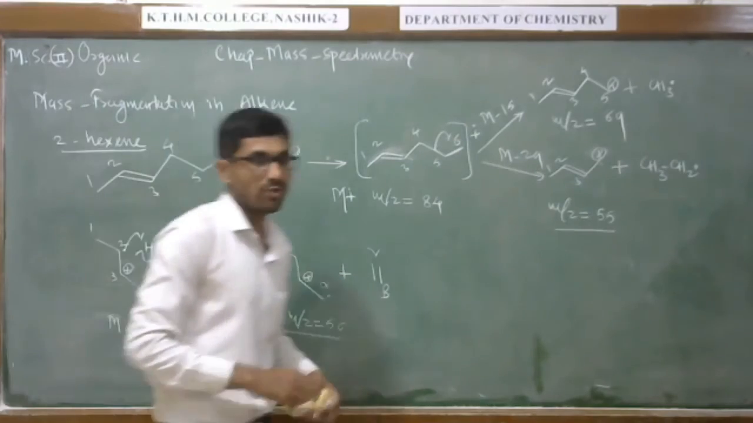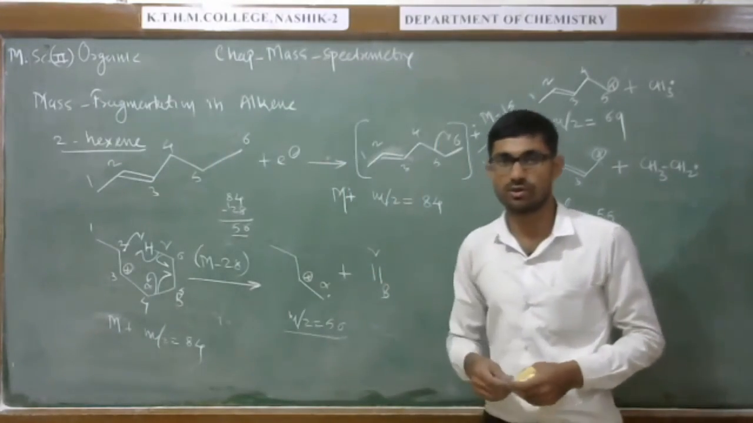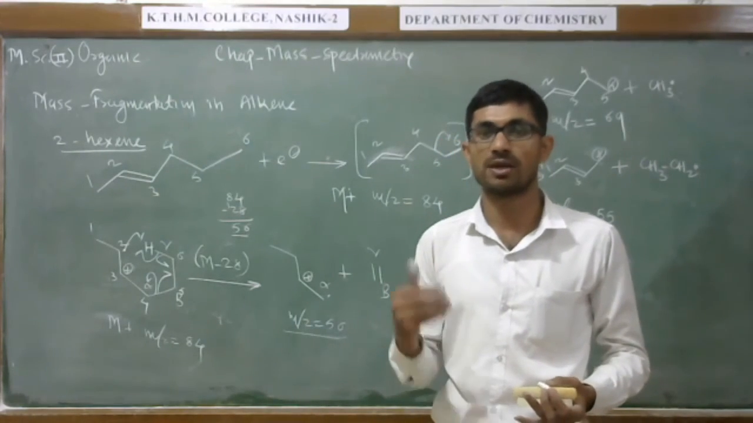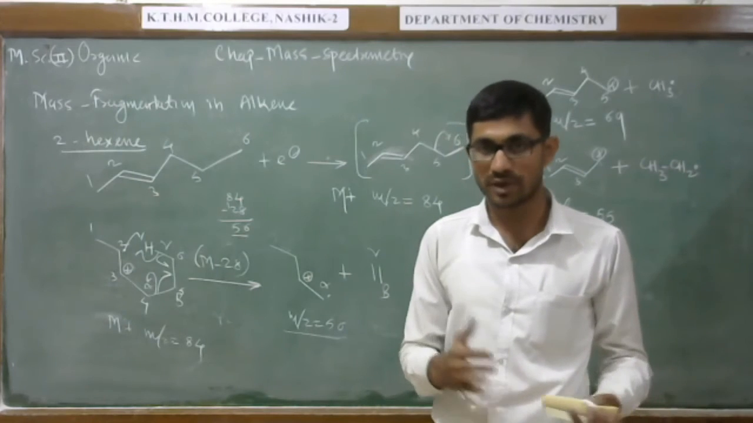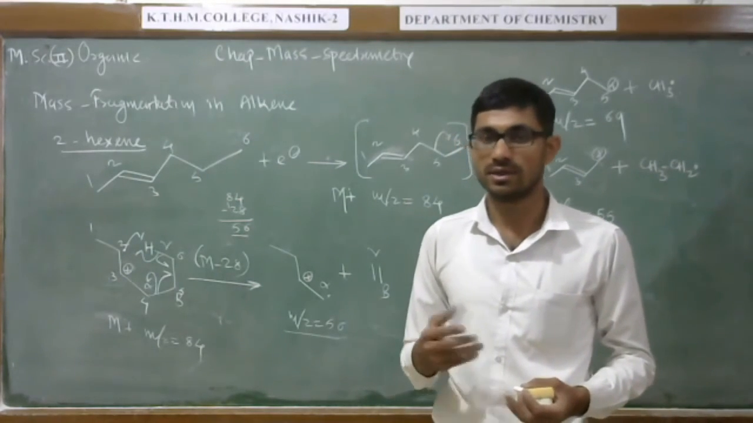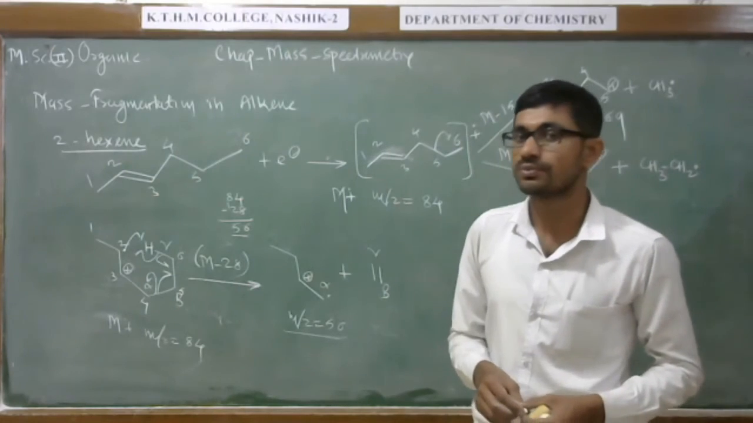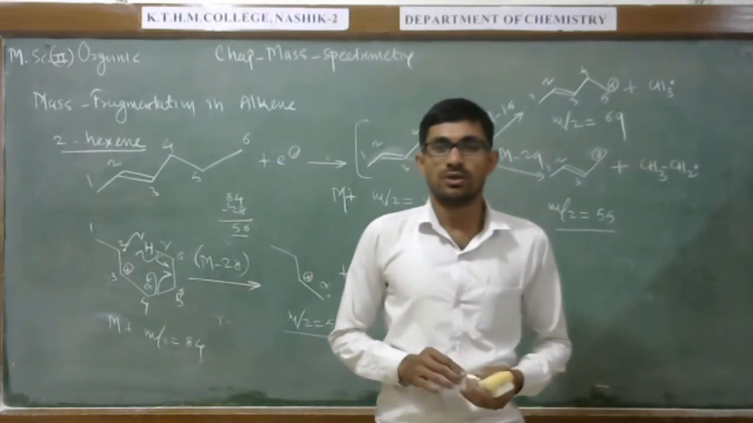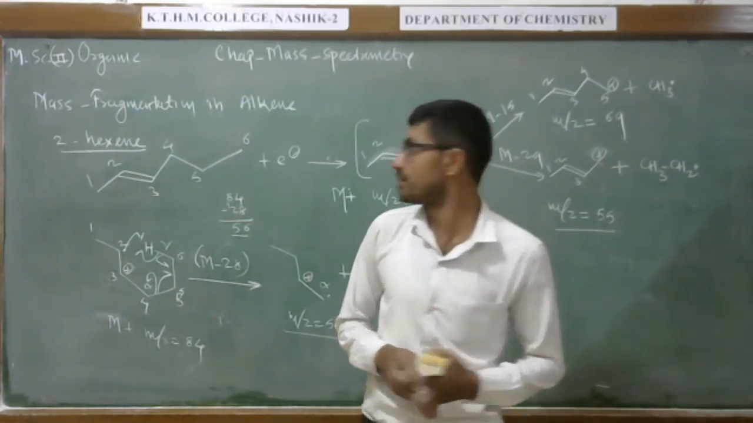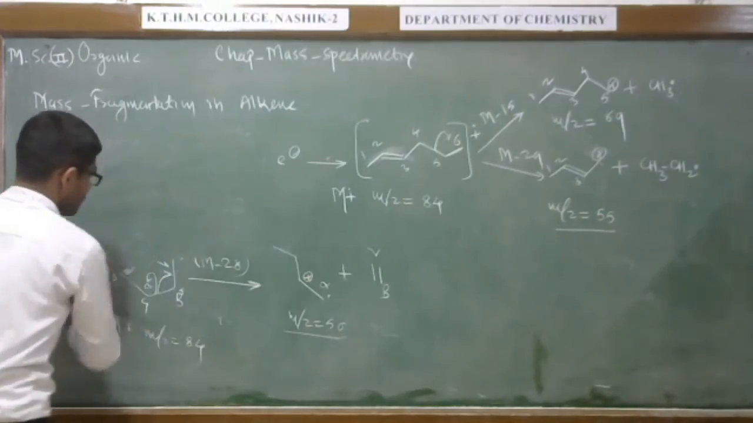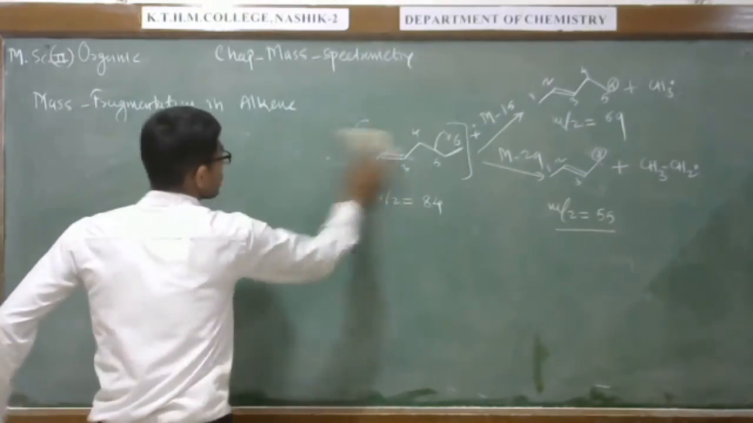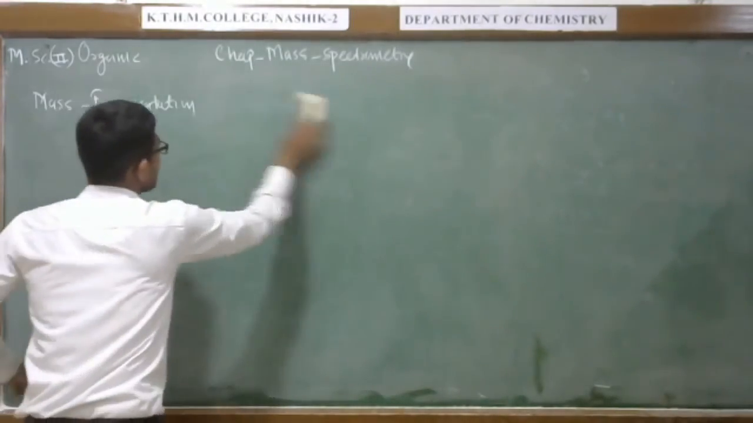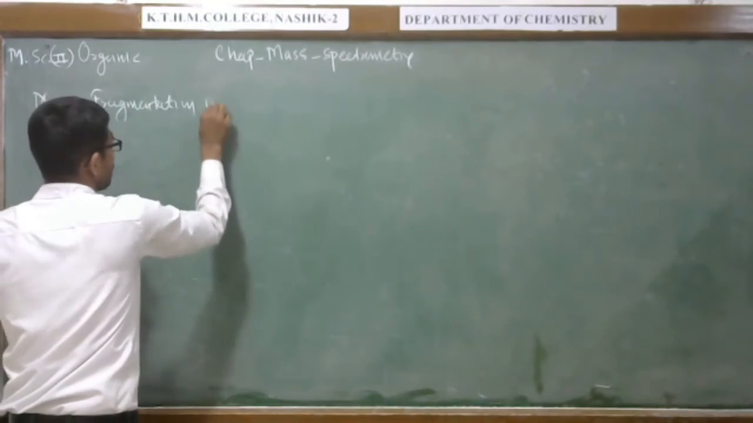So we can observe this kind of McLafferty rearrangement in alkenes. So remember that a strong molecular ion peak with a series of peaks like M minus 50, M minus 29, this kind of peak we can observe in alkene molecules. So this is all about the mass fragmentation in alkene. So next is the mass fragmentation in cycloalkene.